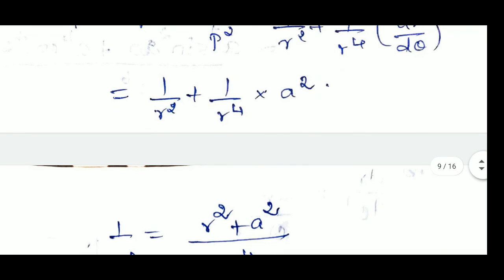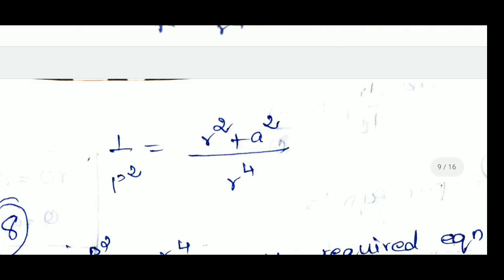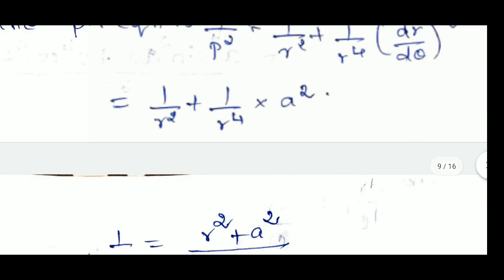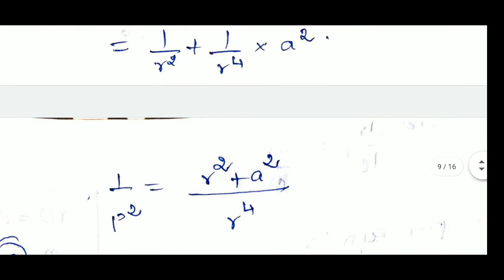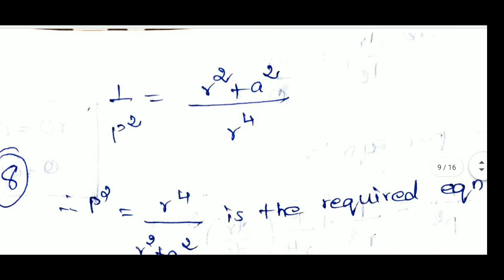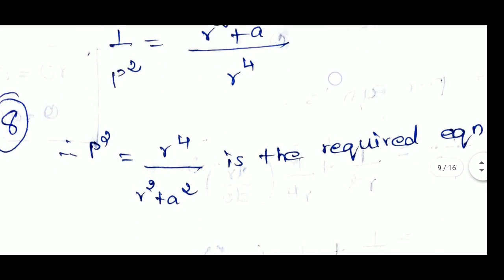The LCM of r square and r power 4 is r power 4. In the first term, we have only 1 by r square, so in the numerator we want to multiply by r square. So we get (r square plus a square) by r power 4. 1 by p square equal to (r square plus a square) by r power 4. Taking the reciprocal, we get p square equal to r power 4 by (a square r square plus a square), which is the required equation.